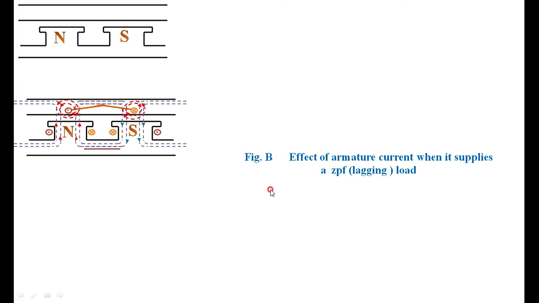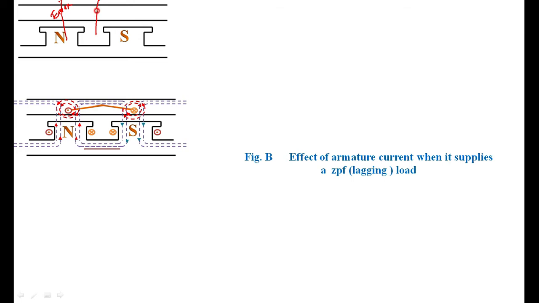Then if you are connecting a pure lagging load, meaning zero power factor, that is an inductive load. In the inductance we know that the current I lags voltage E by 90 degrees. We know that the generated voltage E is maximum at this point. Here we are taking a lagging 90 degrees, a pure inductive load. The current has to lag E by an angle of 90 degrees.